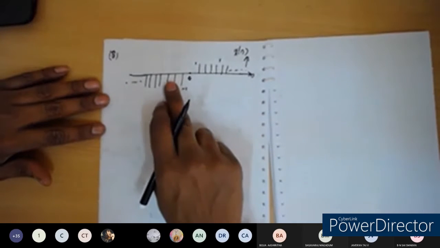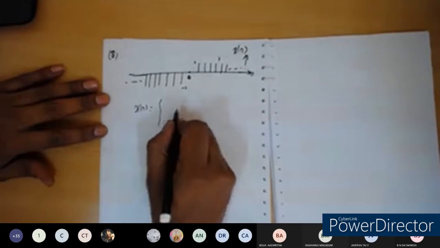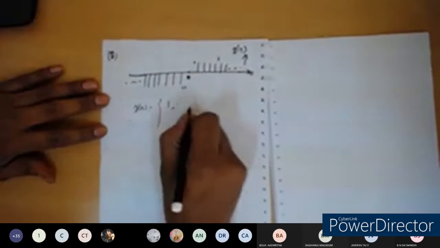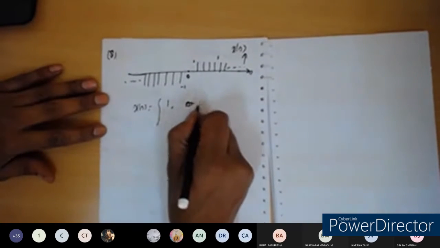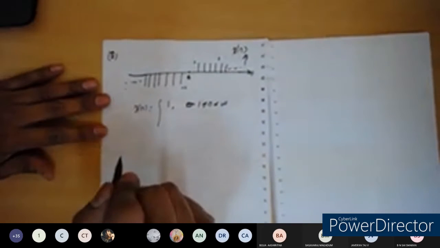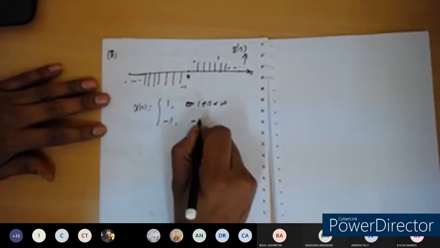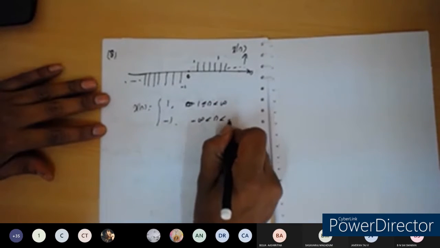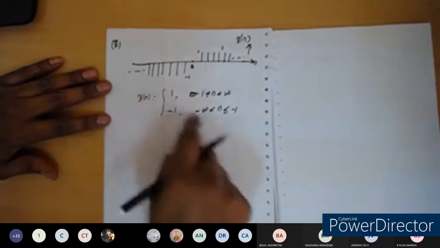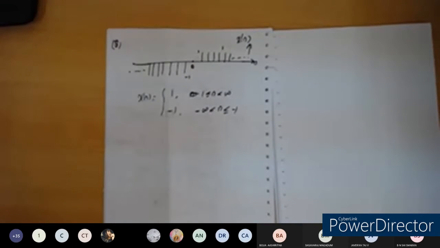Let us convert these waveforms into a mathematical expression. So x of n is equal to 1 for 1 less than or equal to n less than infinity, and it is equal to minus 1 for minus infinity less than n less than or equal to minus 1, because it starts from minus 1 and goes up to minus infinity. So we can write it like this. Done, right?